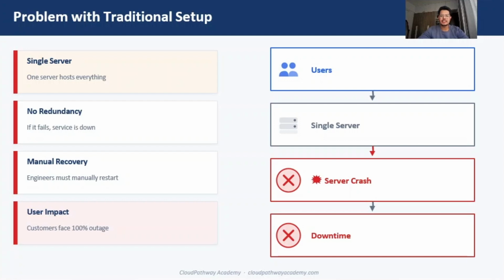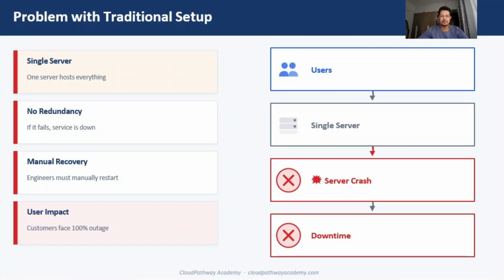This is not a hypothetical situation. This is how the majority of traditional on-premises and early web systems operated, and it is exactly why downtime was so common and so costly. There are three fundamental problems with this model. First, there is no redundancy. One server means one point of failure. Second, there is no automatic recovery. A human has to intervene. And third, there is no scalability. One server can only handle so much traffic before it buckles. AWS was specifically built to solve all of these problems.